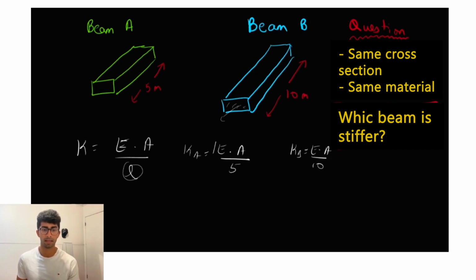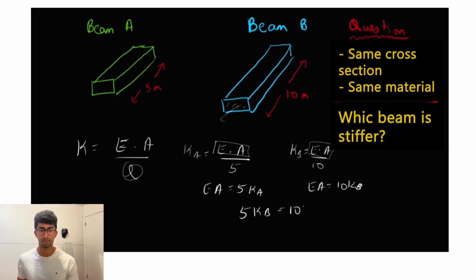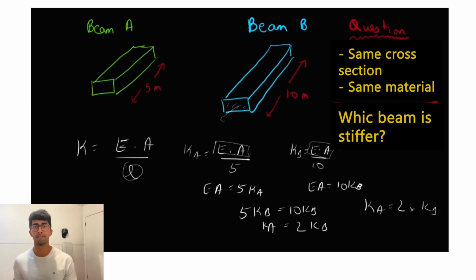So I know that this EA thing is common in both these equations, and all I need to do is plug and chug, right? So EA in this case equals 5 KA, and then EA in this case equals 10 KB, sorry. And therefore, 5 KA equals 10 KB, and therefore, KA is 2 times KB. And what this means is the stiffness of A is 2 times the stiffness of B. Therefore, beam A is stiffer than beam B, by 2 times. That's how you answer this question.